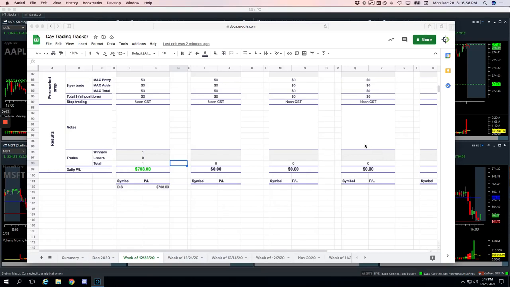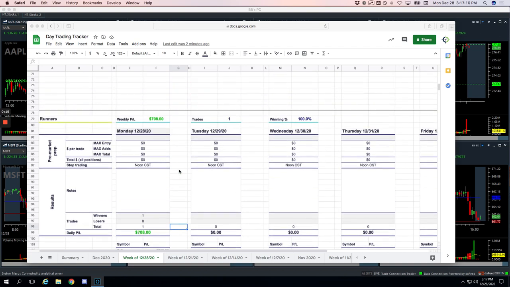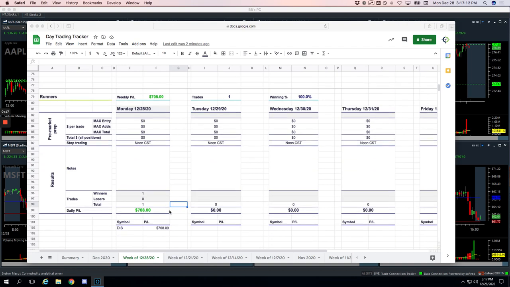Today's Monday, December 28th. Unfortunately, starting the week out on a red note and a pretty decent sized red day at that. Minus 26.27 for the day. I just did one runner. Start with the positives. Did one runner in Disney. Booked a $708 profit there, so that was good.